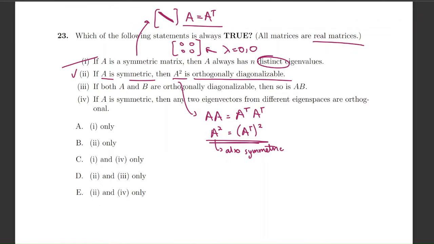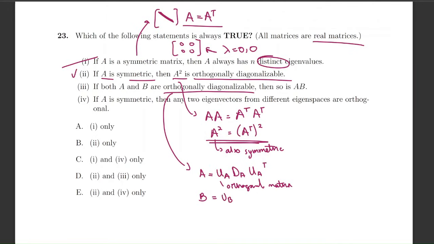In 3, we have: if both A and B are orthogonally diagonalizable, then so is AB. If something is orthogonally diagonalizable, it can be written in this form, where you have some orthogonal matrix, which I'll call UA, times your diagonal matrix times UA transpose. Let me write that this is an orthogonal matrix. We also have B, which is also orthogonally diagonalizable, so it can be written as UB, DB, UB transpose.